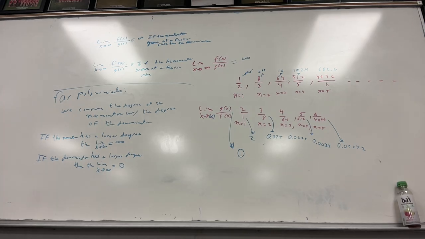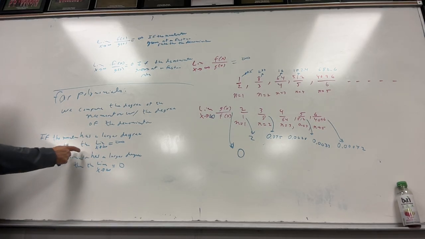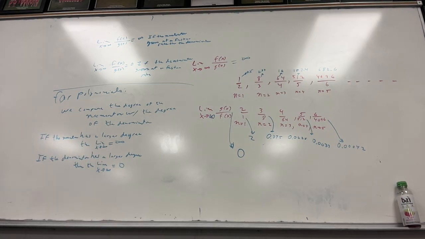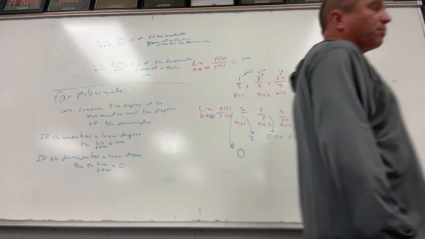What happens when they're the same? We talked about the degree of the numerator is larger, it's infinity. If the degree of the denominator is larger, it's 0. Let's look at when they're the same. So let's just take an example of 8x squared minus 3x plus 2 over 6x squared minus 1. Okay?